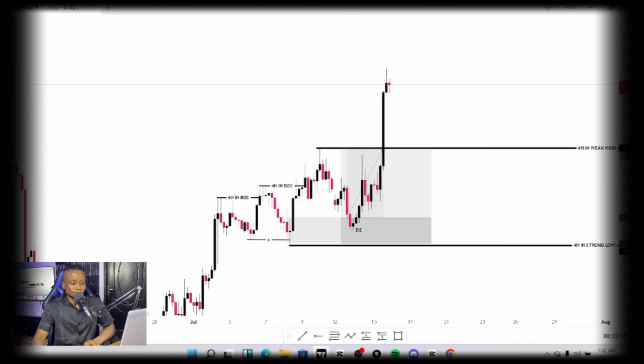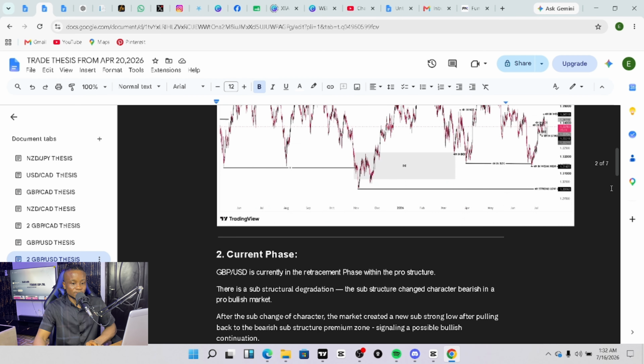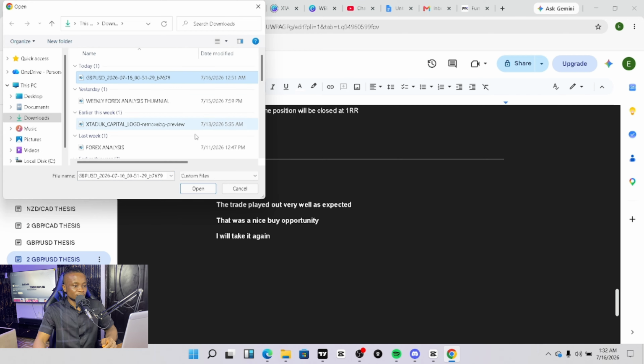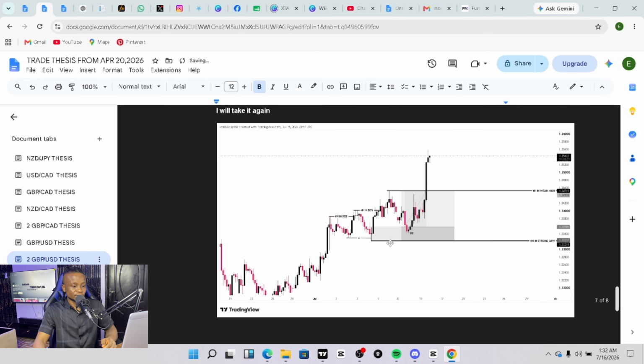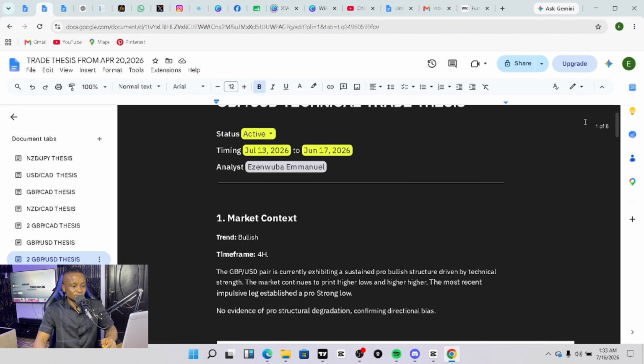So if we come back to our trade thesis, go back to trade results, the trade played out very well, as expected. That was a nice buy opportunity, and I will take it again. So now we'll be uploading the image of this particular trade. I've downloaded it already. Okay, so now you can see we've uploaded the image. Now our trade thesis is completed for this trade.